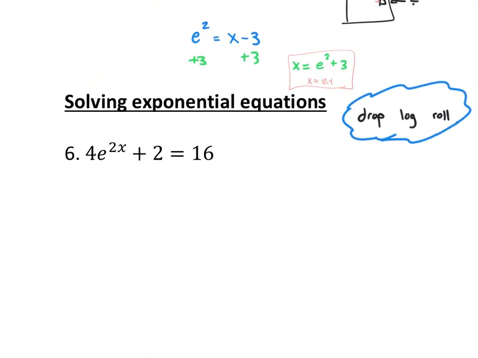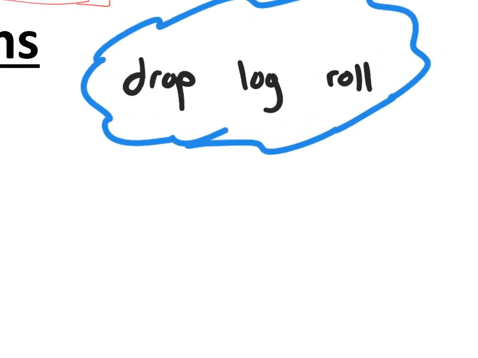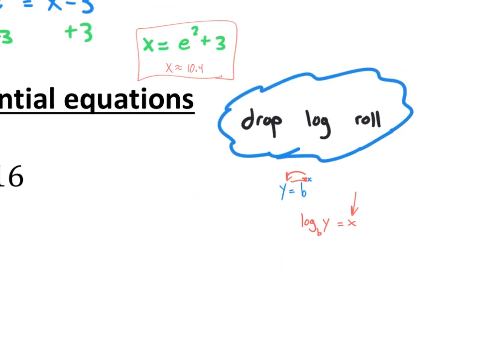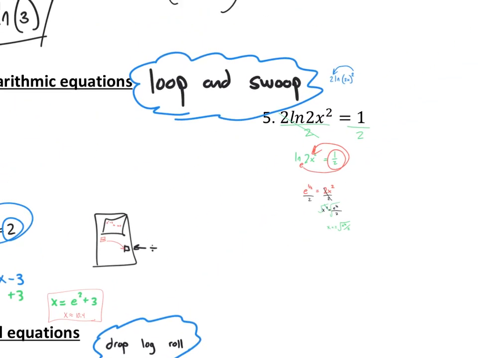Now for this one, we need to solve for x, but x is in the exponent. So we're going to need to use drop, log, and roll. What drop, log, and roll does is it gives us an opportunity to get the x out of the exponent, because we drop the base b with logarithm, and then the x and y switch places. And now x can be solved for. So that's what drop, log, and roll is all about.